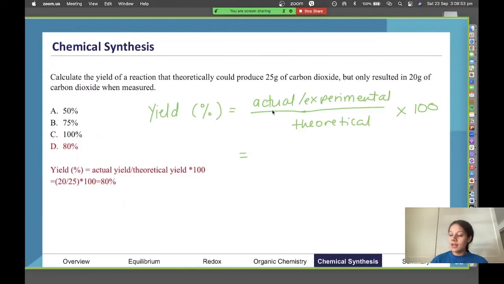So if we have that there, we have 20. That's what we actually got. Theoretically should have produced 25. And we multiply by 100. And then we pop that into our calculator. Multiply by 100, and that gives us our 80%. So correct option there is D.